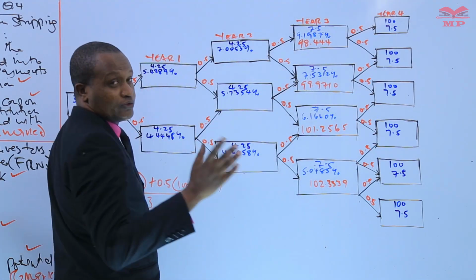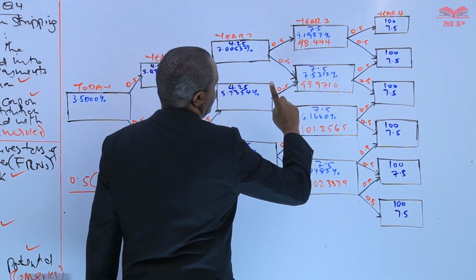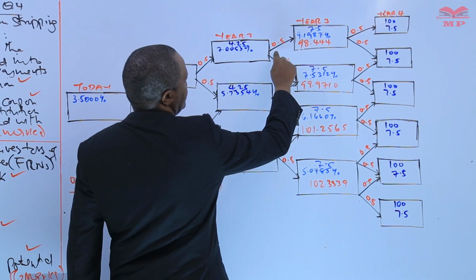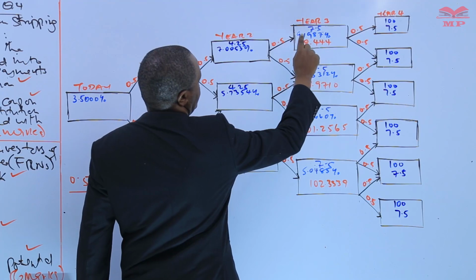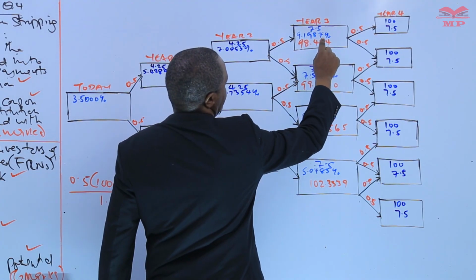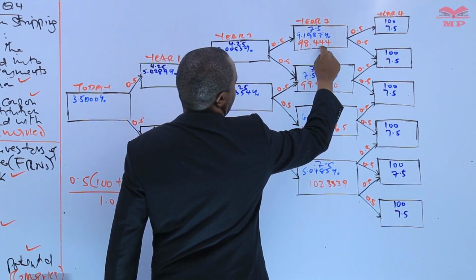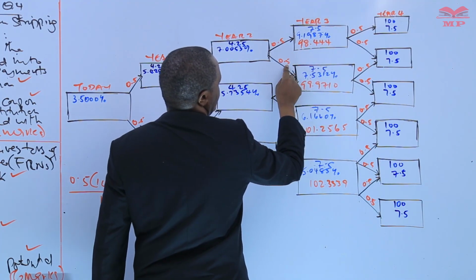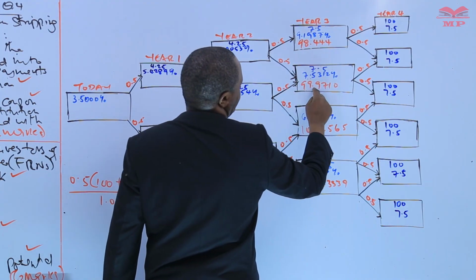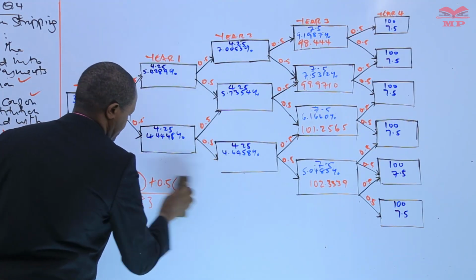We'll carry out the same operation by adding 0.5 times 7.5 plus 98.444, plus 0.5 times 99.9710. This is what I mean.